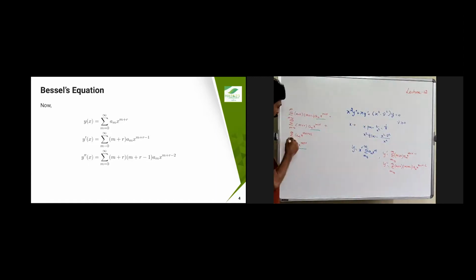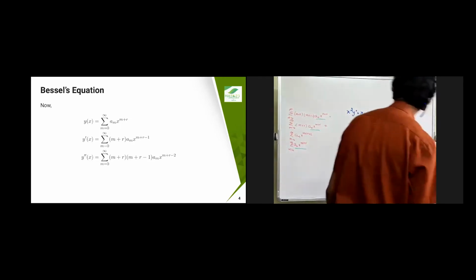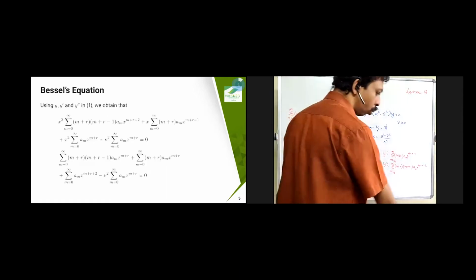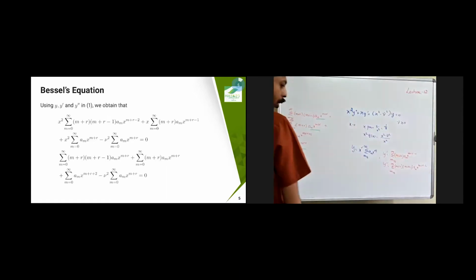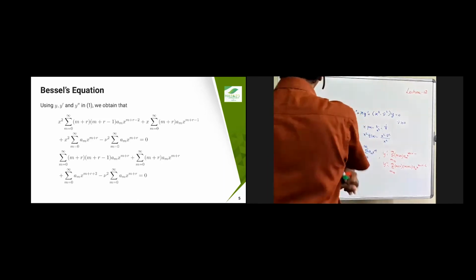We are going to rearrange this a little bit. How are we going to rearrange? We are going to start this from m equal to 2, instead of m equal to 0. We are going to start this one from m equal to 2 onwards. So everything is fine.